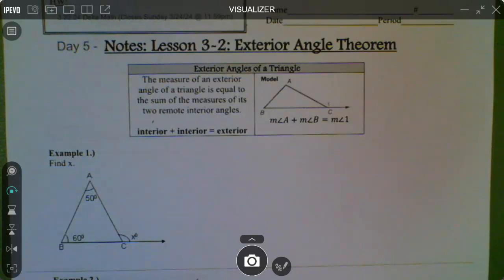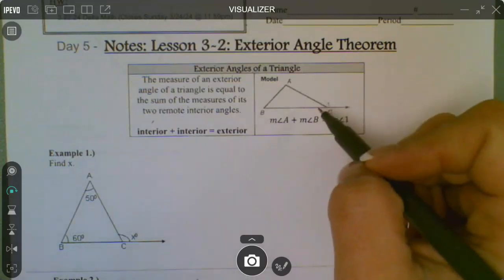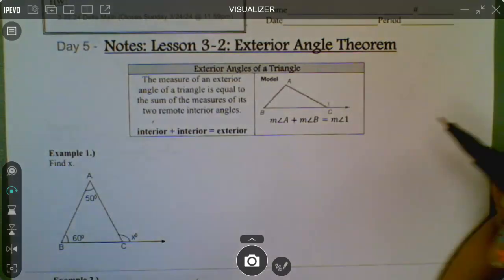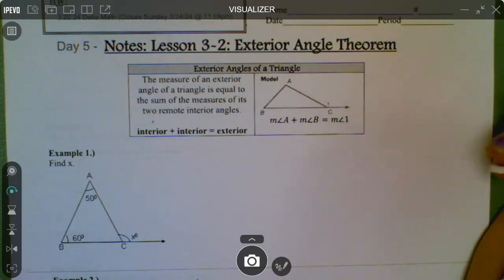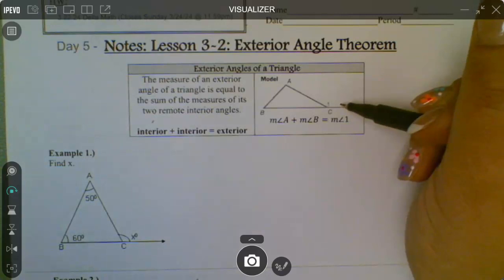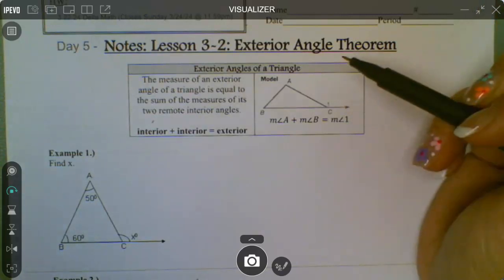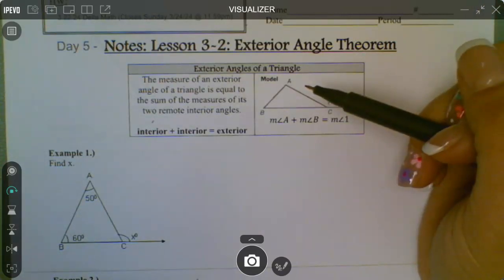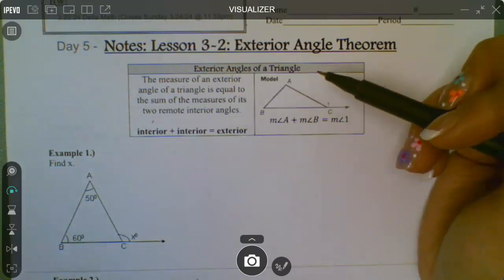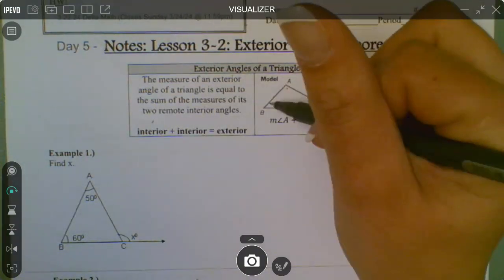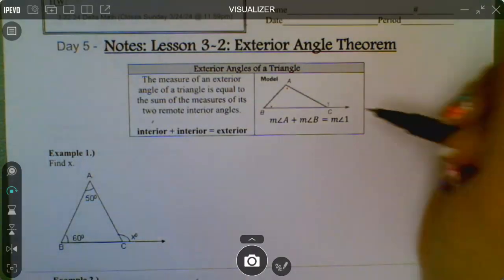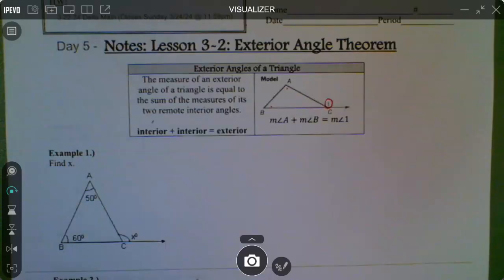Okay, so this video is on the exterior angle theorem of triangles. We already know that in a triangle, all of our angles add up to 180 degrees. Well, the exterior angle theorem says that the measure of an exterior angle is equal to the sum of the measures of its two remote interior angles. So that means this one and this one added together will give me the exterior angle.